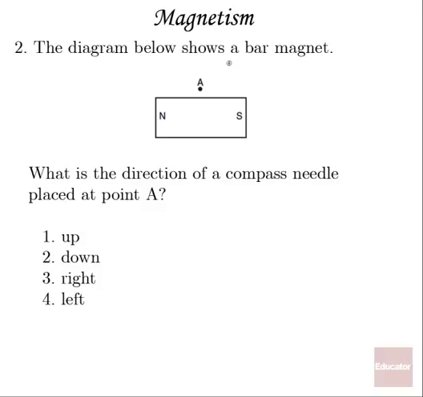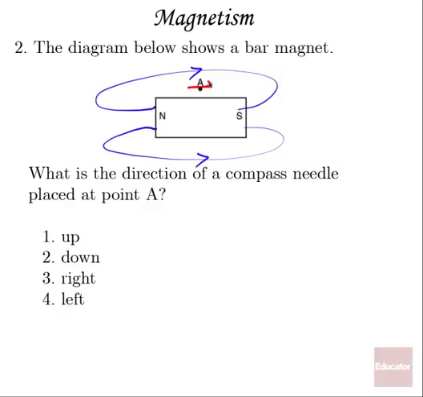Number 2, the diagram below shows a bar magnet. What is the direction of a compass needle placed at point A? Well, the magnetic field goes from north to south outside the magnet, so the magnetic field would look like this. And remember that a compass lines up with the net magnetic field. So if we put a compass at A, it's going to go in the same direction as the net magnetic field, or to the right.